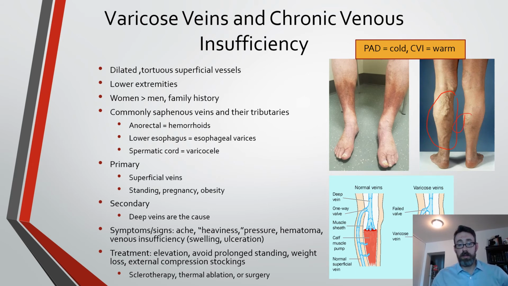Generally this occurs more in women than in men, and there can be a family history for this. It often affects things like the saphenous vein and its tributaries, because this is a longer vein with fewer valves, so there can be more pooling there and more distension of the veins. However, if you have pooling and backed up veins that become tortuous and twisted like that, and it occurs in the anorectal region, that's referred to as hemorrhoids. If it occurs in the lower esophageal region, that could be esophageal varices.